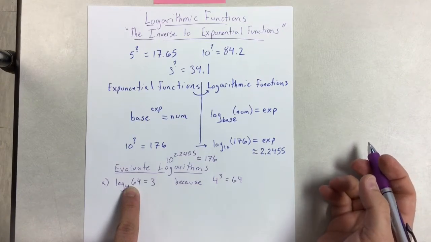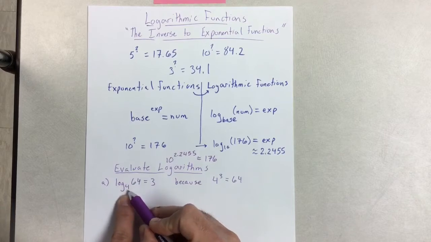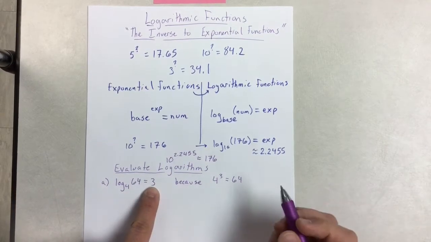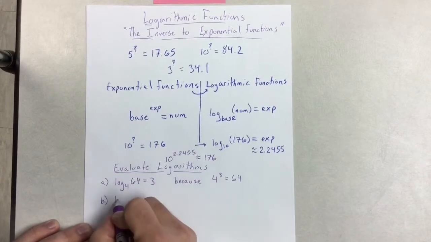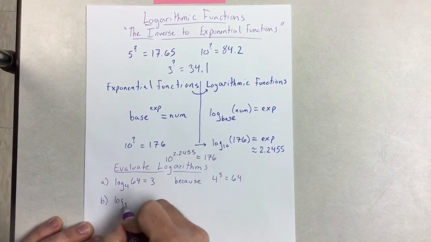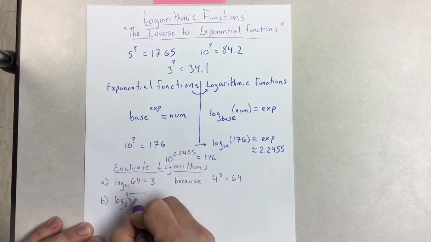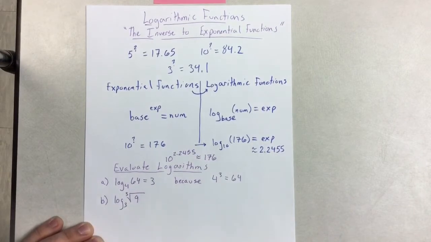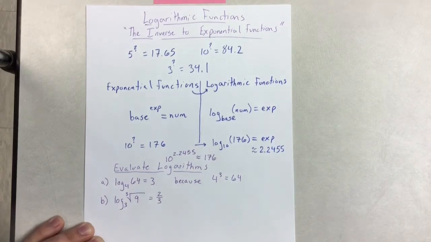Or if I desired to get 64, I must raise 4 to the power of 3. That's another way of thinking of it. So let's look at another. Let's say we have log base 3 of the cube root of 9. That looks a little nasty. What we find is it actually equals 2/3.